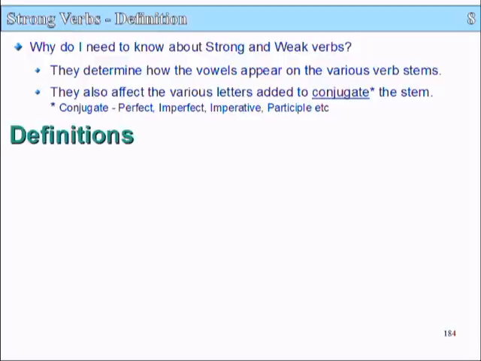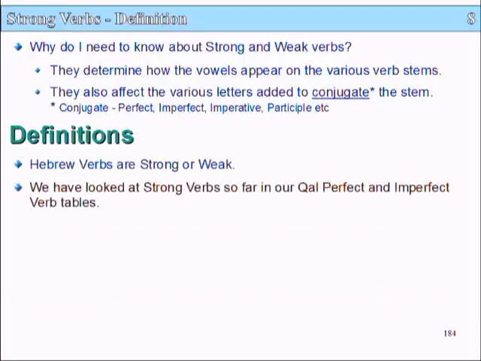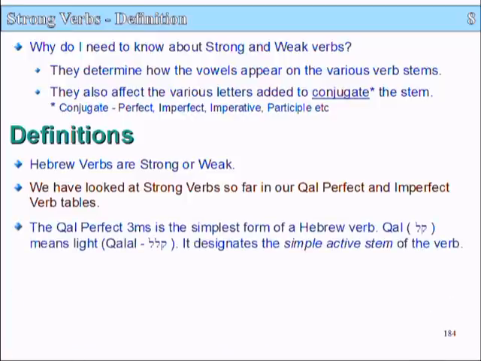So let's see some more definitions. Hebrew verbs, as stated, are either strong or weak. We have looked at strong verbs so far in our Kal perfect and imperfect verb tables in lessons 6 and 7. The Kal perfect third person masculine singular is the simplest form of the Hebrew verb. Kal means light, from the word kalal, and it just means simple or light. It designates the simple active stem of the verb.